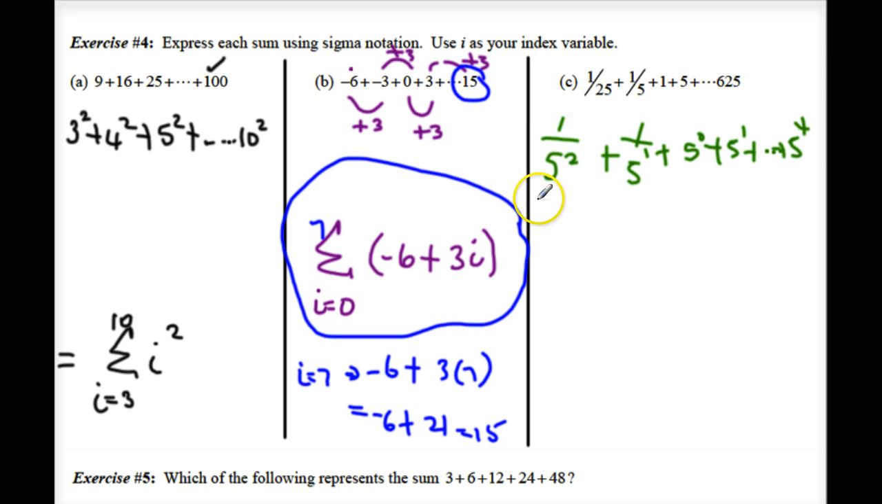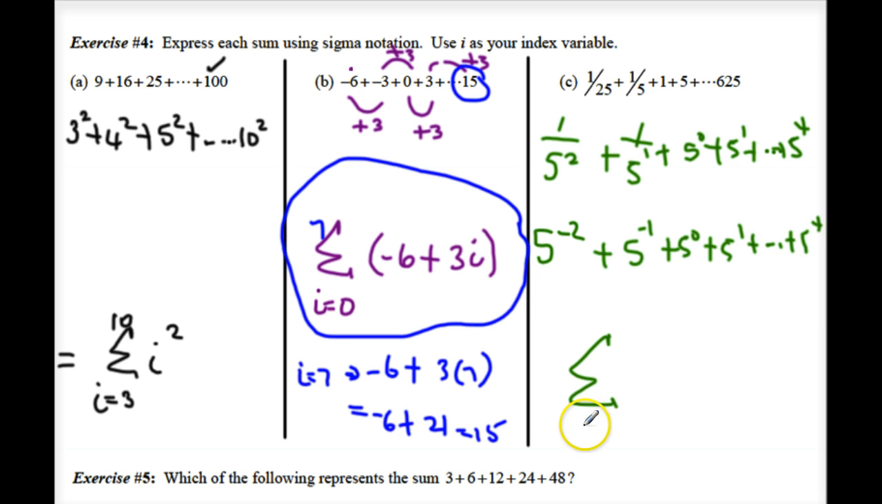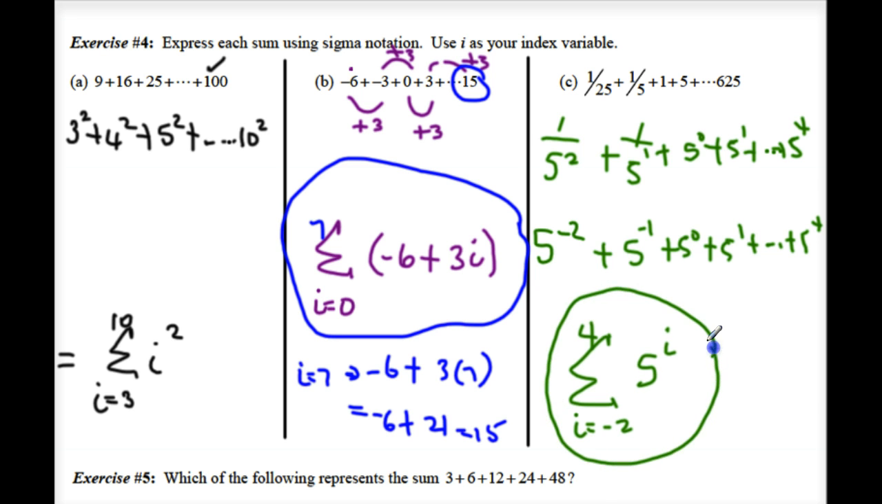Now this can actually be rewritten. We talked about this. When I want to make the exponent positive, I take it to the denominator, so this can be written as 5 to the -2, because these two mean the same thing. This is 5 to the -1 plus 5 to the 0 plus 5 to the 1 plus and so on up to 5 to the fourth. Now how do we write the summation? I am starting at i equals -2. That's my exponent. I'm ending at 4, and it's always 5 to the something power. This becomes my final answer.